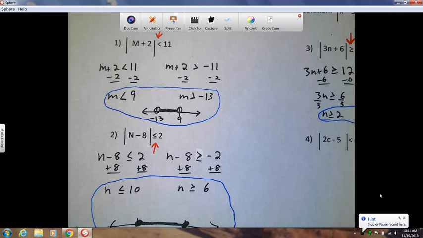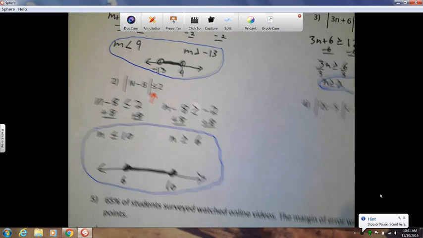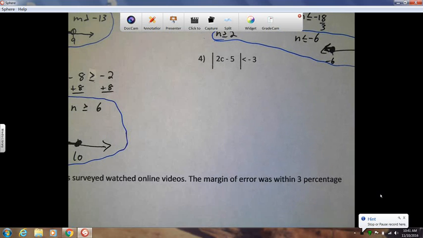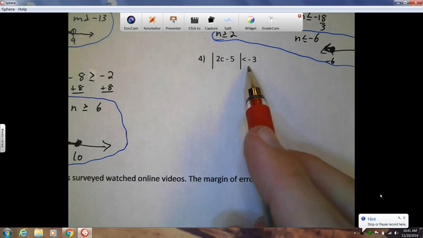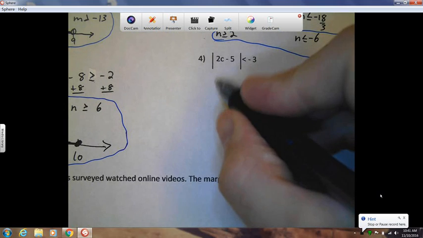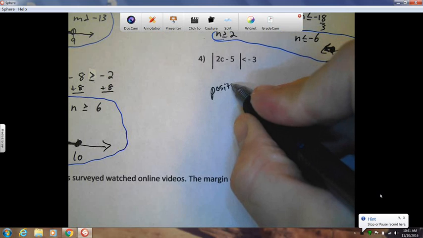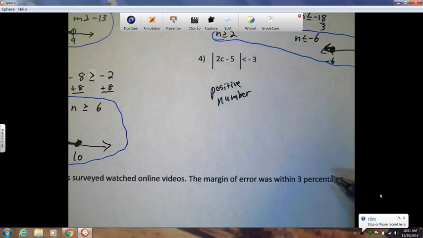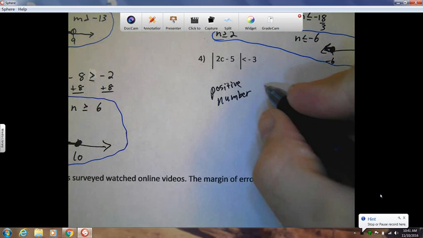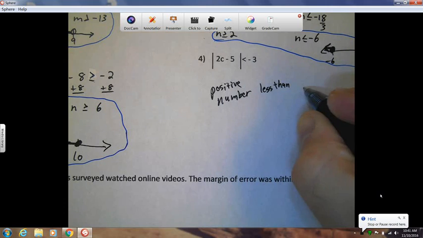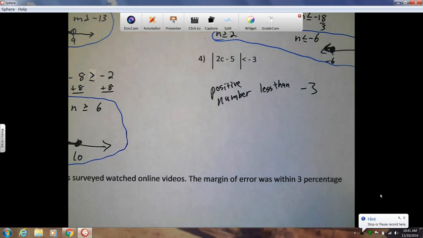And number 4, if I look at number 4, okay, I see a negative sign. So I'm thinking there's going to be something different about this. Okay, so I have absolute value is always a positive number. So it's always a positive number. So will a positive number be less than a negative 3? No, a positive number will never be less than a negative 3, so I have no solution.